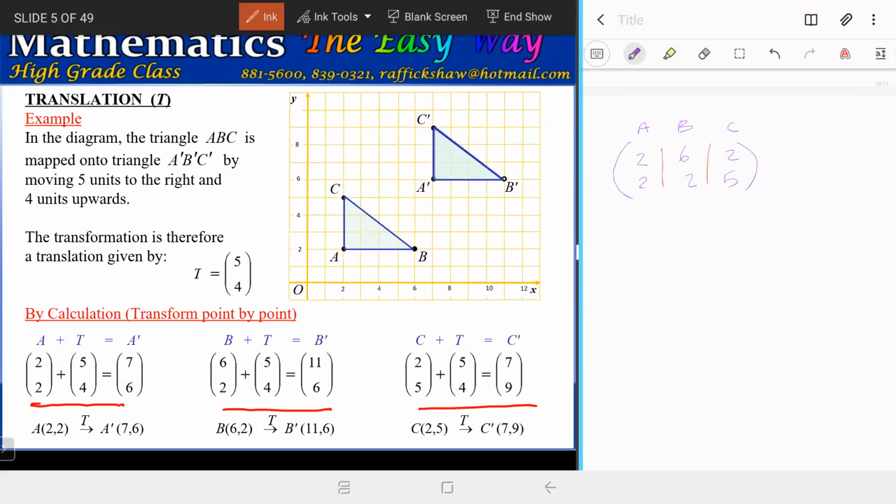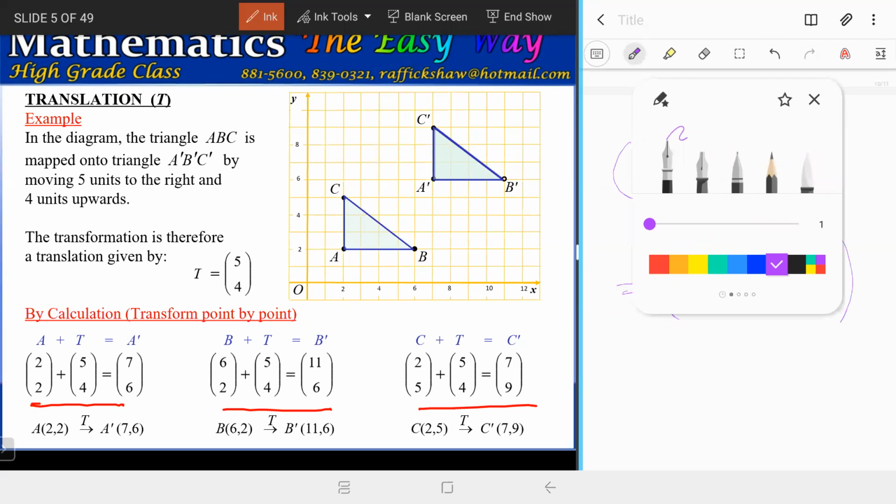Why can I do that? Because I'm performing the same translation on all of them. I'm performing the same translation on the three of them, and I put the T up here, which is (5, 4). And this is going to be equal to A prime, B prime, C prime.